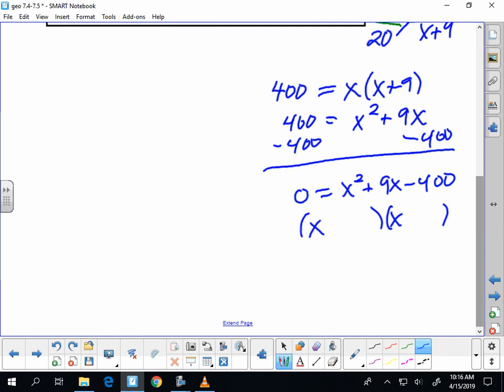I know two things multiply together to give me negative 400, but add together to give me plus 9, the 9x. Multiply together to give me negative 400, this number, but add together to give me this 9. So I know 20 times 20 is 400, so I know one's going to be smaller than 20, one's going to be larger. So take 400 and divide it by 18, for example, 16, 14, 15, till you find two numbers.